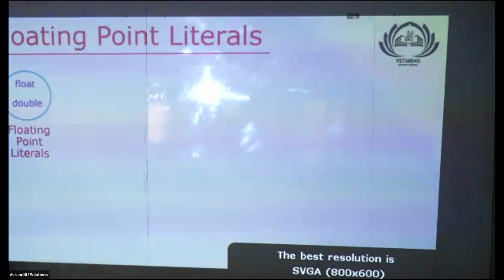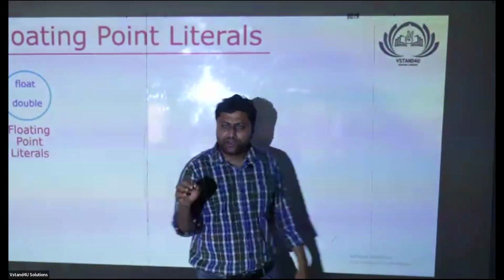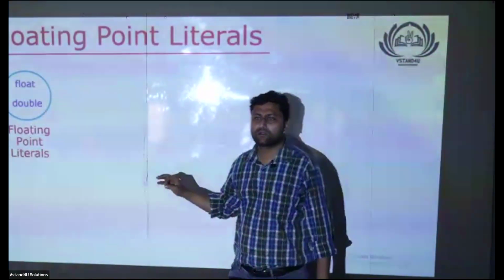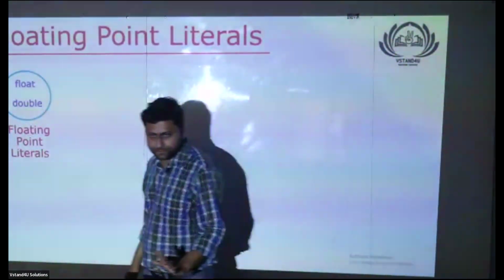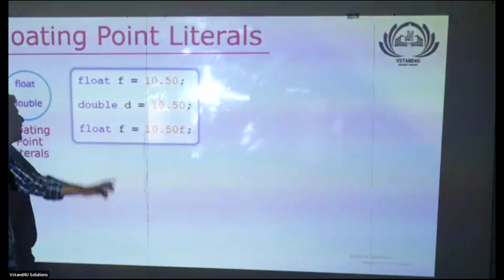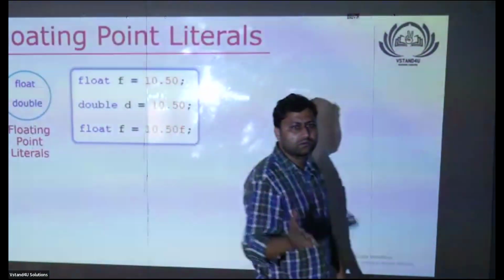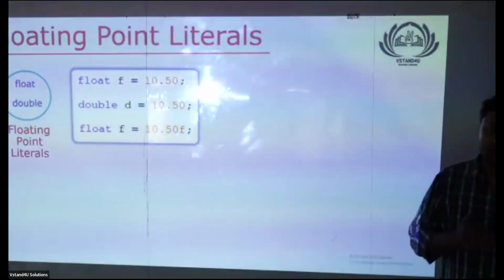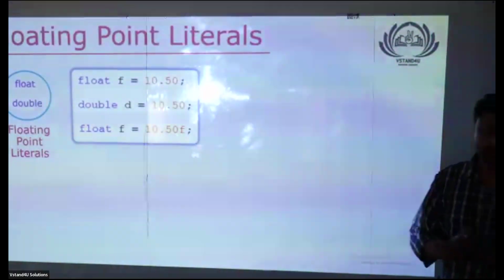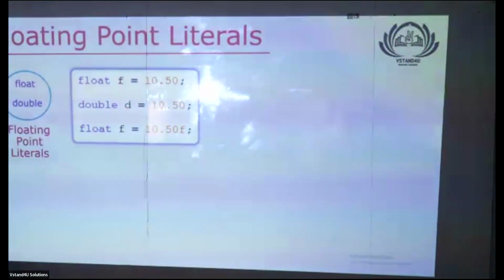Floating point literals have only two types: float and double. By default, it is double. Agree? Read with me. I have a float variable. Can I say 10.50? Can I store it? Yes or no? Are you sure? Think and apply the logic, guys. Don't simply say yes.